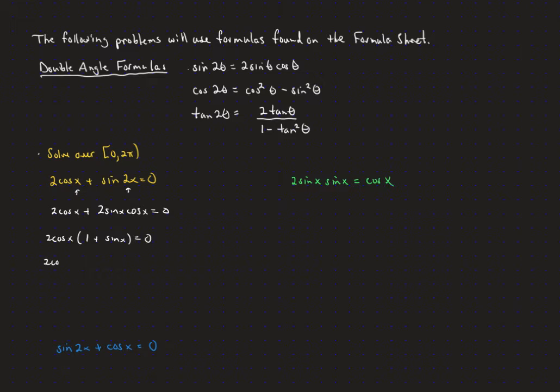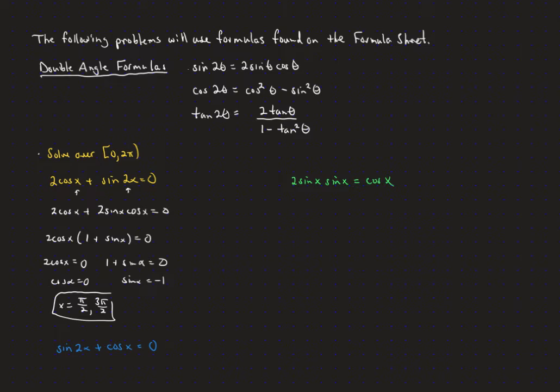So we can say either 2 cosine x is 0 or 1 plus sine x is 0. Dividing by 2 means we want to know where cosine is 0. And that's going to be at pi over 2 and 3 pi over 2. And subtracting the 1 means where is sine x equal to negative 1. And that's going to also be at 3 pi over 2, which we've already got. So those will be our solutions.